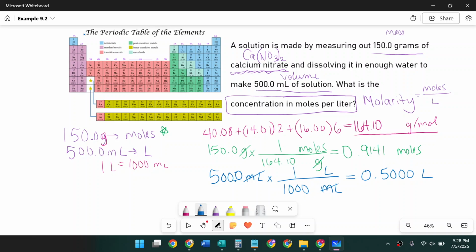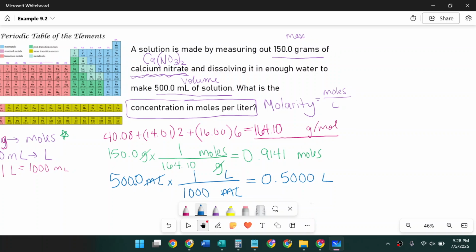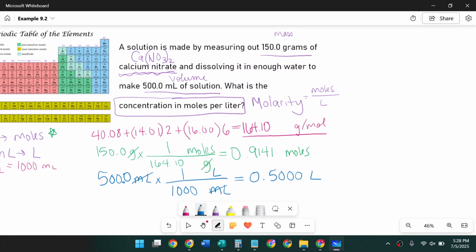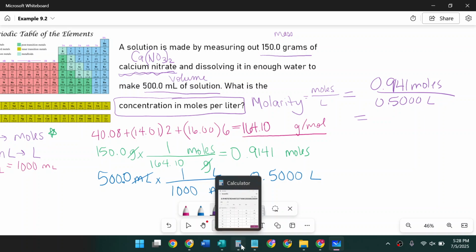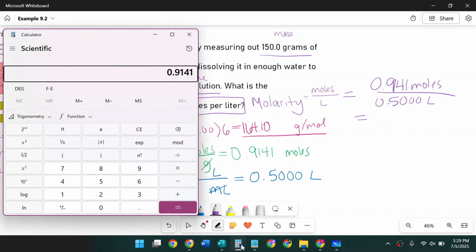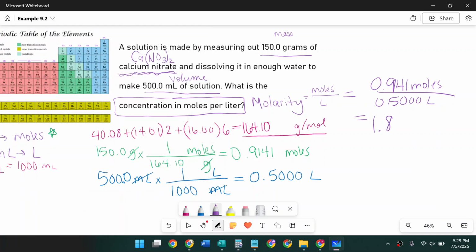Now we have our two numbers. We have the moles and we have the liters. So now we can divide those two and find the concentration in moles per liter. So we have 0.9141 moles, and then we have 0.5000 liters. 0.9141 divided by 0.5. We have 4 significant digits in both those numbers, so we're going to keep 4, so 1.828. And we can just abbreviate molarity with a capital M.